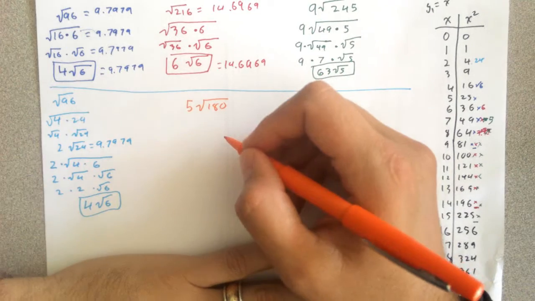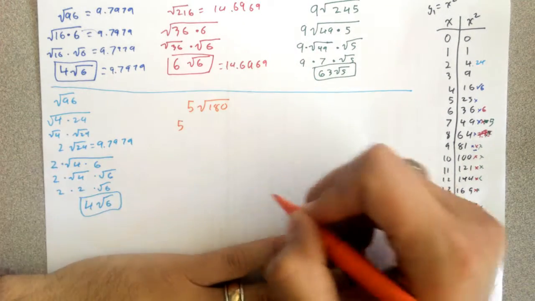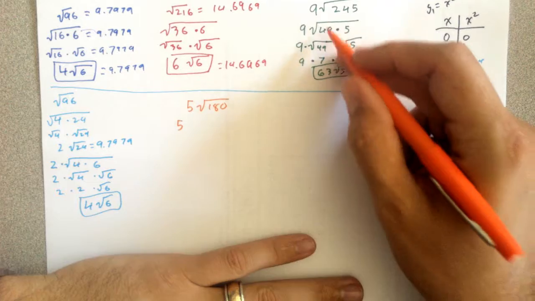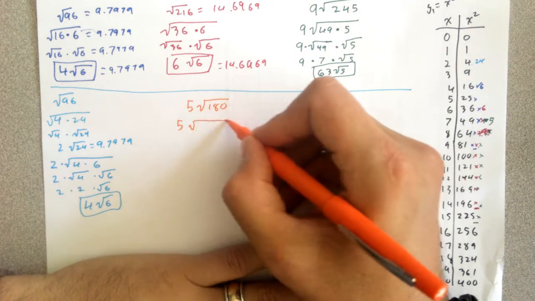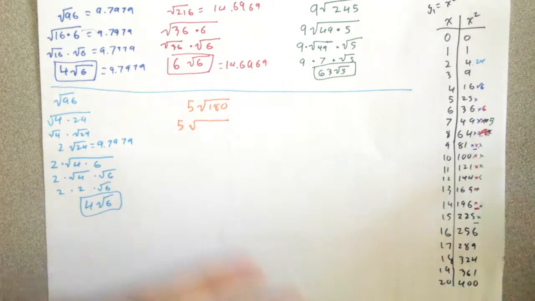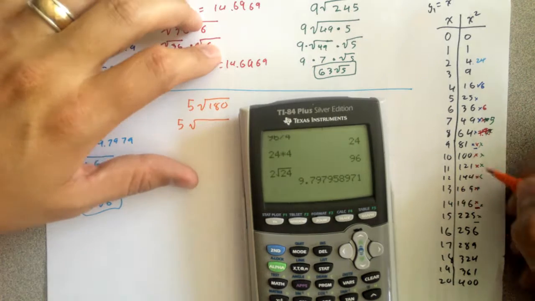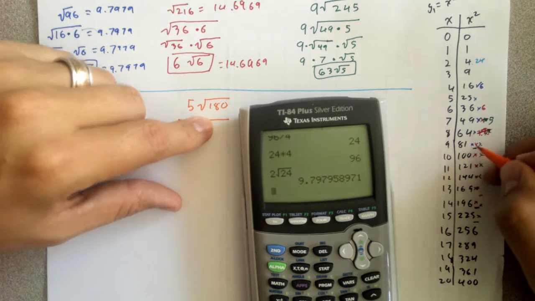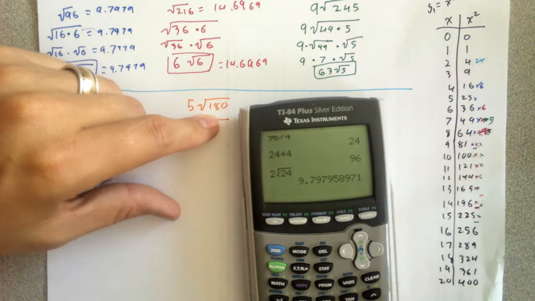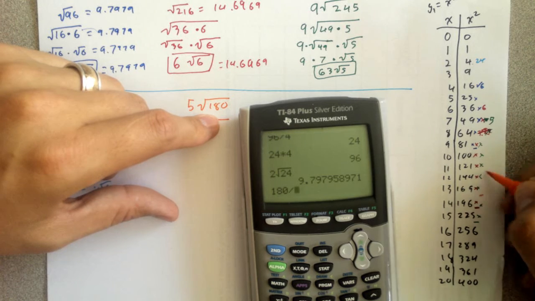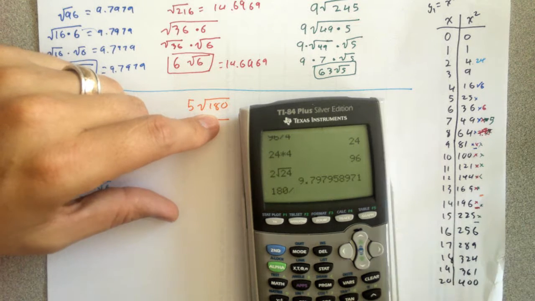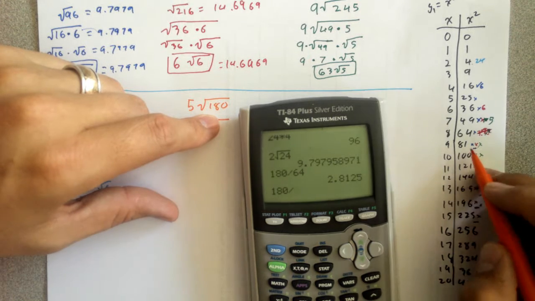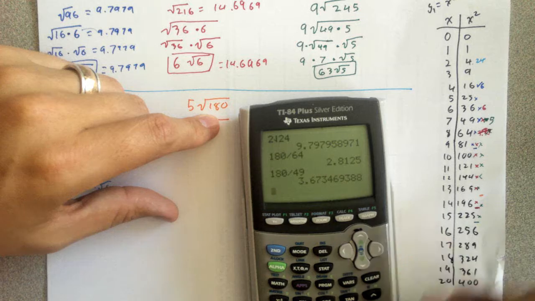Hopefully you've had a chance to work this out. We're going to keep that 5 off to the side just like we did with the 9 over here, and we're going to expand out this 180. Let's see where the 180 falls. 180 falls somewhere around here. I'm going to start about halfway, around 90, so let's start with 81. 81 doesn't go into it. 180 divided by, let's try 64. That doesn't work. 180 divided by 49. That doesn't work. 180 divided by 36.